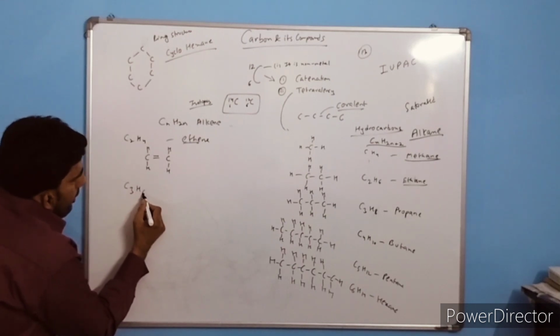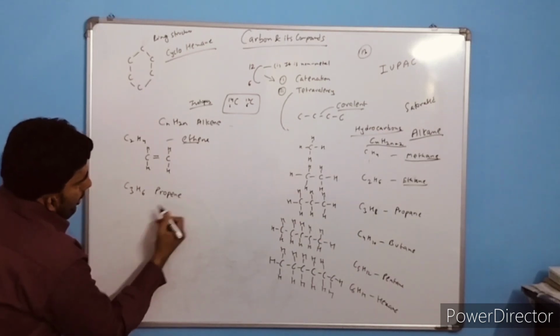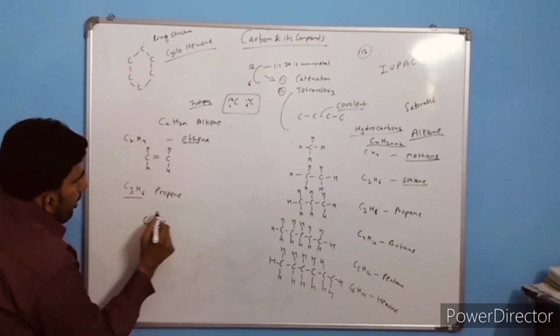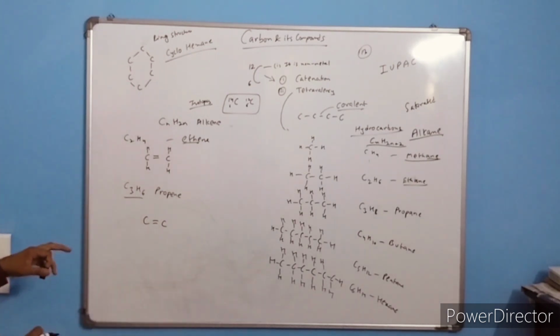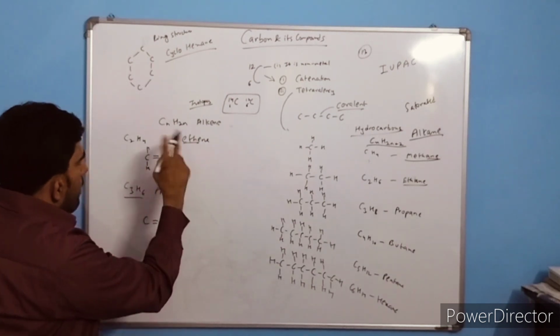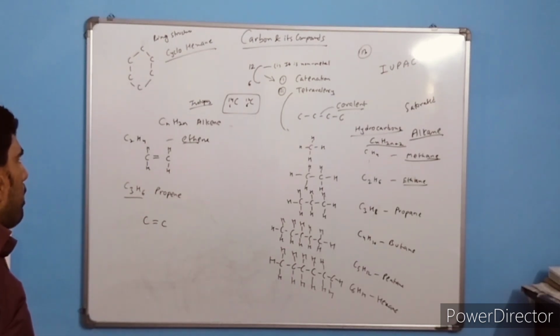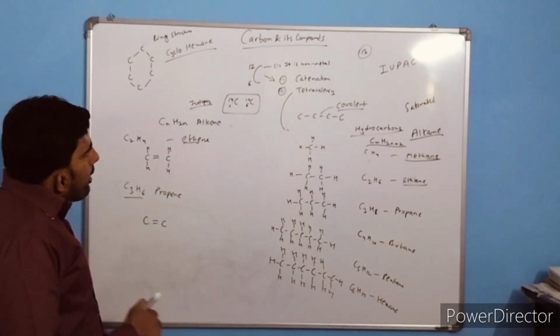C3H6. That is called propene. See, it's not a triple bond, here it's double bond only. So here C3, and H will be 6. So that is how they have made the structure. So now it has reduced, that is what they have made the double bond, that is called alkene.